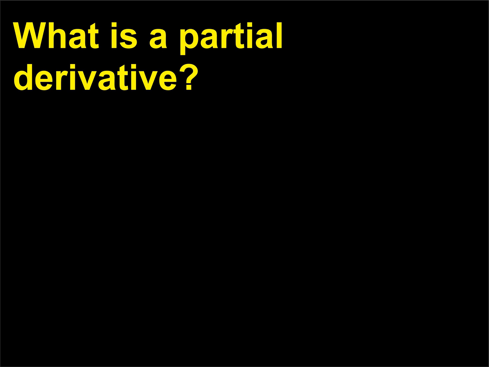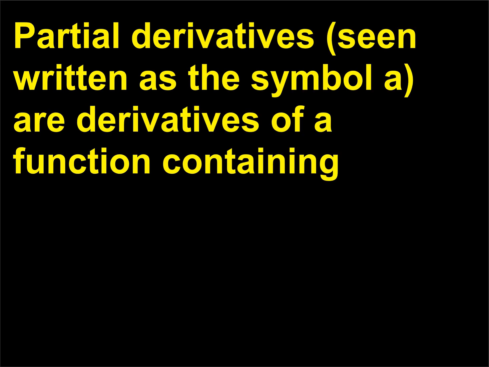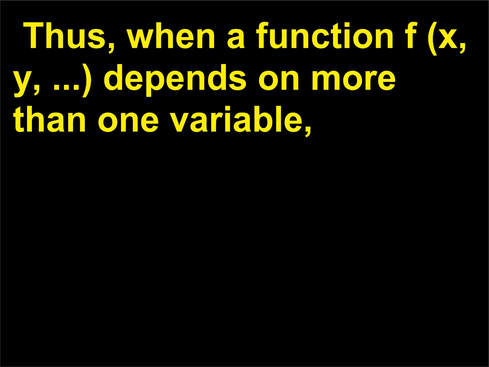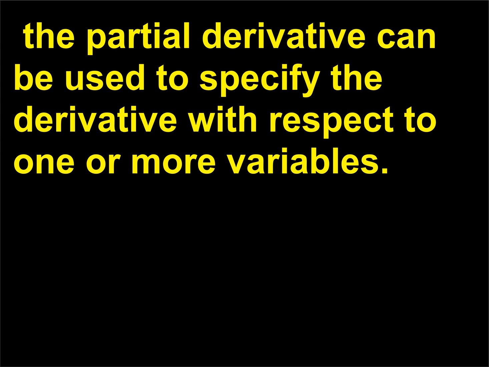What is a partial derivative? Partial derivatives, seen written as the symbol ∂, are derivatives of a function containing multiple variables that have all but the variable of interest held fixed during the differentiation. Thus, when a function f(x, y) depends on more than one variable, the partial derivative can be used to specify the derivative with respect to one or more variables.